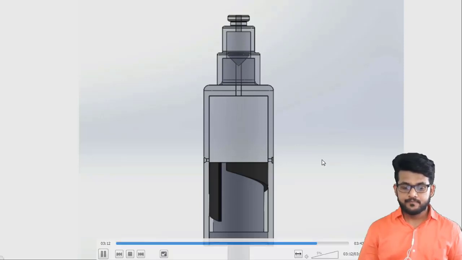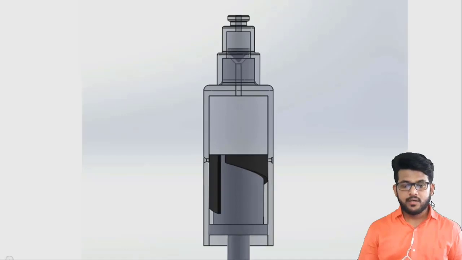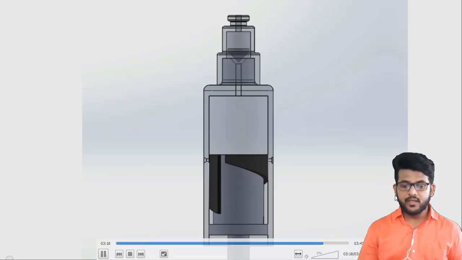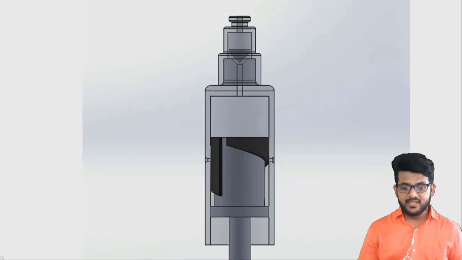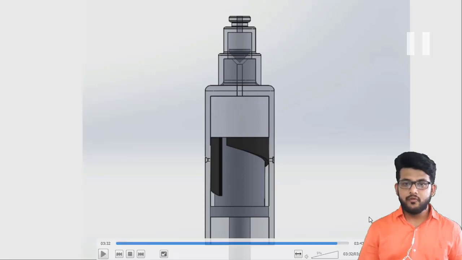Fine. So now what is happening? Let's see. In this condition, the length is more. Fine. So now it is pushed upwards. Still the spill port is closed. Still the spill port is closed. And now if we push upwards, thereafter it will open the spill ports. So now you can understand we got more stroke length in this type than the previous type.